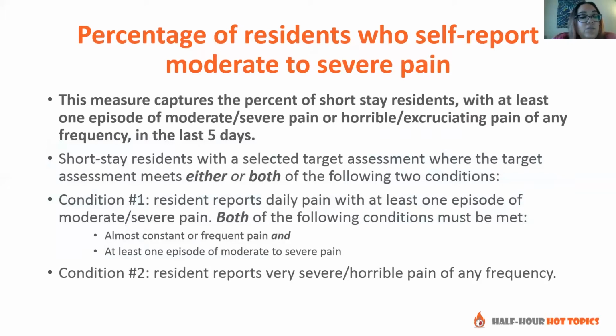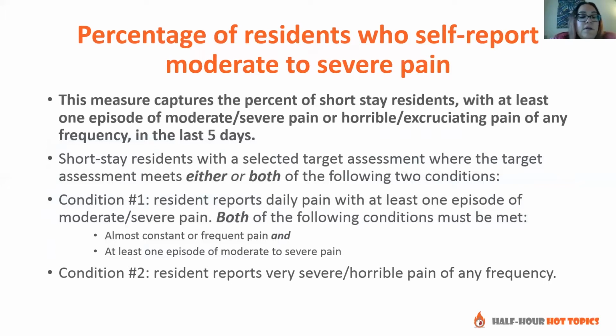Condition 1 is resident reports daily pain with at least 1 episode of moderate to severe pain. Both of the following conditions must be met, so almost constant or frequent pain and at least 1 episode of moderate to severe pain. Condition 2 is resident reports very severe, horrible pain of any frequency.